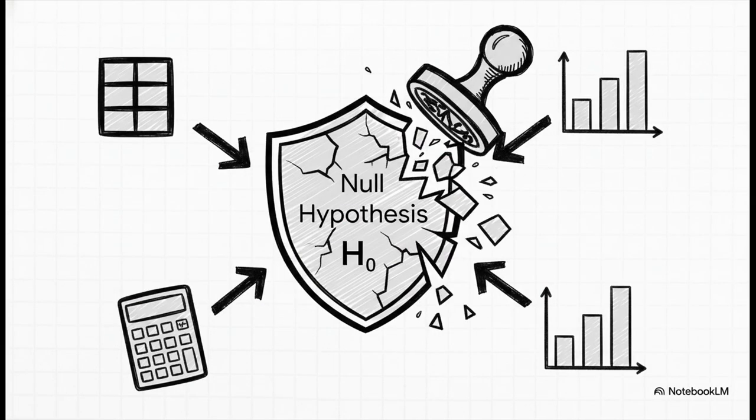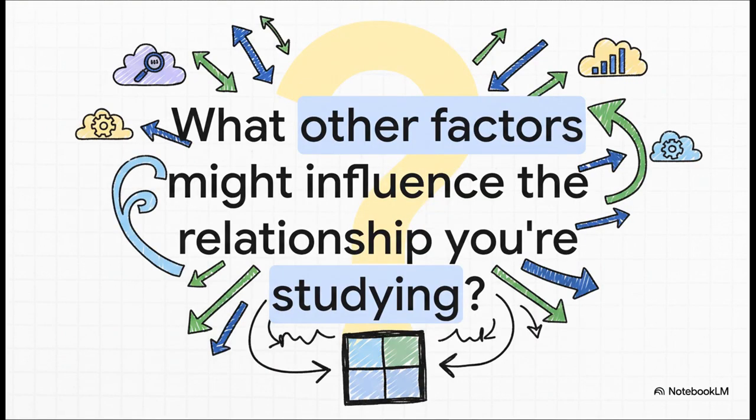And this is where our 2x2 table comes full circle. The entire process, organizing the data so carefully, calculating the risks, finding the difference, it's all about one thing: gathering evidence. The researcher's goal is to find enough strong evidence to be able to confidently reject that null hypothesis and say, nope, something really is going on here. There is a connection. So, the 2x2 table gives us a really powerful first answer.